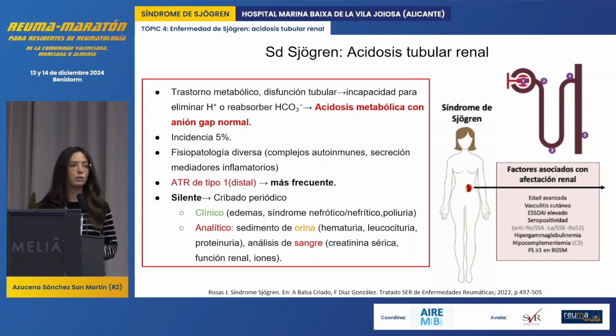And what factors are associated with renal involvement in these patients? Those patients with SRE syndrome, who are of advanced age, who develop cutaneous vasculitis, who have a high SDAI, who are seropositive, and who present with hypergammaglobulinemia or hypocomplementemia.